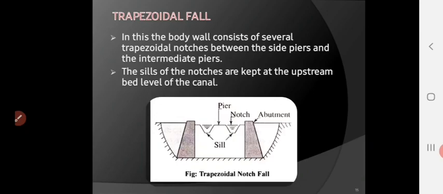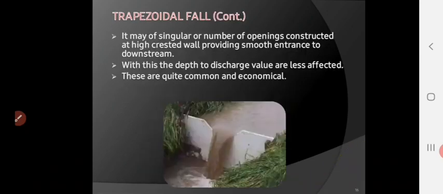Trapezoidal fall. In this, the body wall consists of some trapezoidal notches between the side piers and the intermediate piers. The sills of the notches are kept at upstream bed level of the canal. So this is the typical cross section of trapezoidal fall, right? It may have a single opening or a number of openings constructed in a high crested wall, providing smooth entrance to the downstream. With this, the depth of discharge values are less affected. These are quite common and economical. So trapezoidal fall is economical compared to the previous two falls.